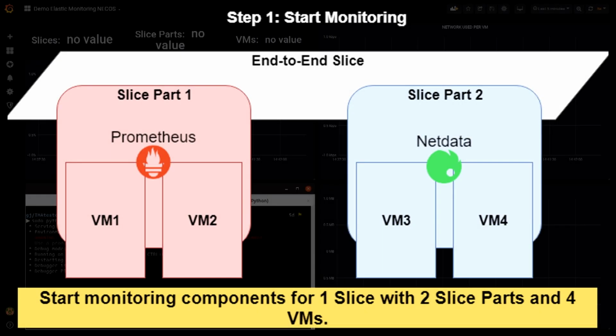Okay, the first method is the start monitoring components. We will start the monitoring components responsible for monitoring one slice with two slice parts and 4 VMs. One slice part has Prometheus as the monitoring tool, and the other has Netdata.